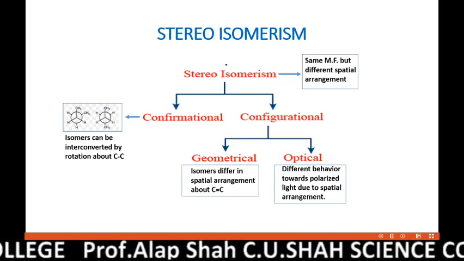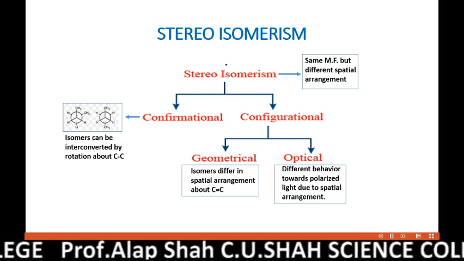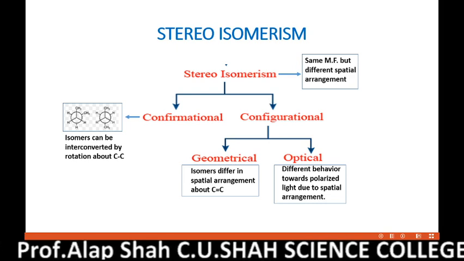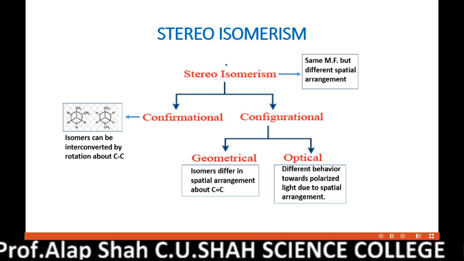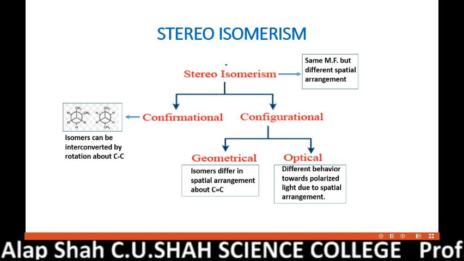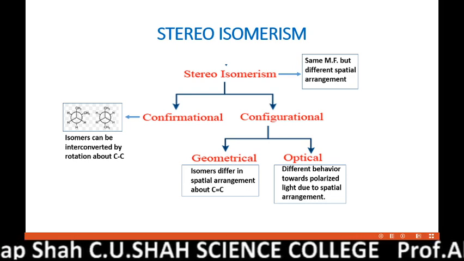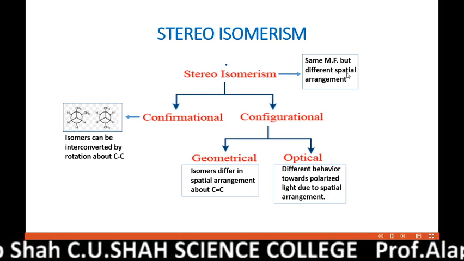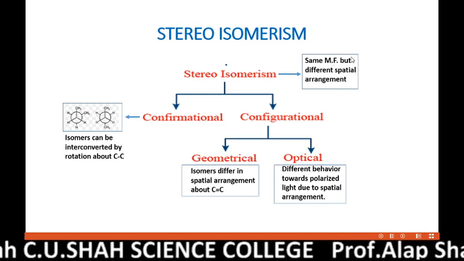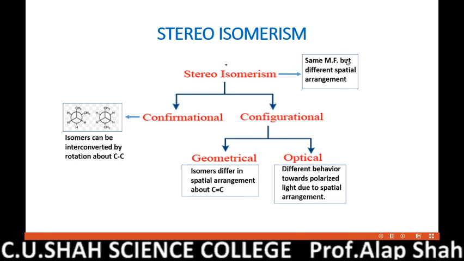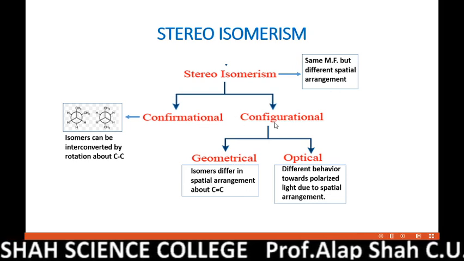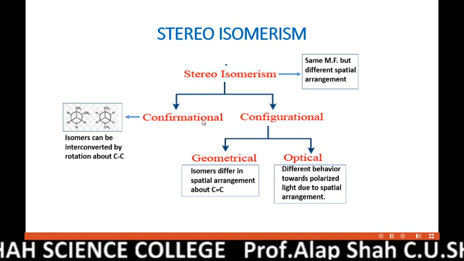Stereoisomers are isomers with the same molecular formula, but they have different spatial arrangement. Friends, the spelling of the word spatial is S-P-A-T-I-A-L. If you focus over here, it is not special, it is related to space, right? So spatial arrangement is different. They are further classified into conformational and configurational.